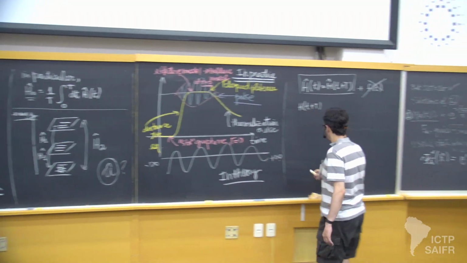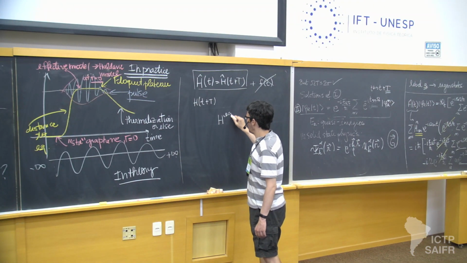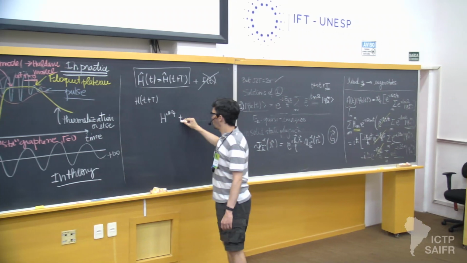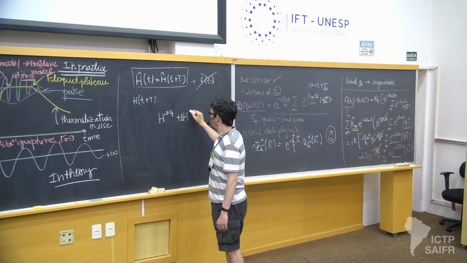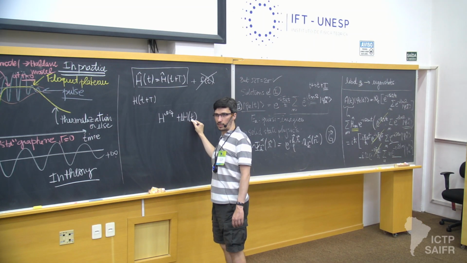More or less, let me see if I understood. You have this Hamiltonian in equilibrium. This is what you have. But now we are going to have some delta H, which is an explicit periodic function of time. Is this what you mean?